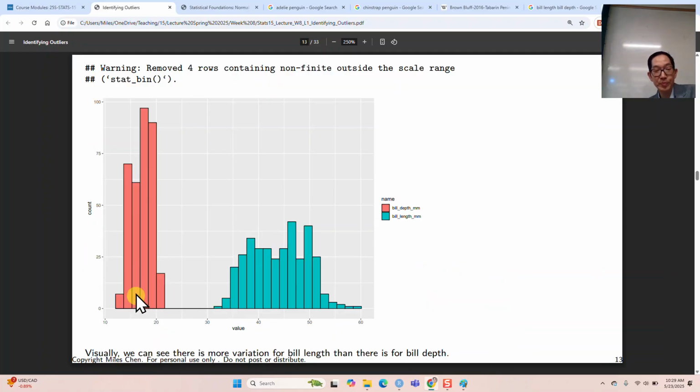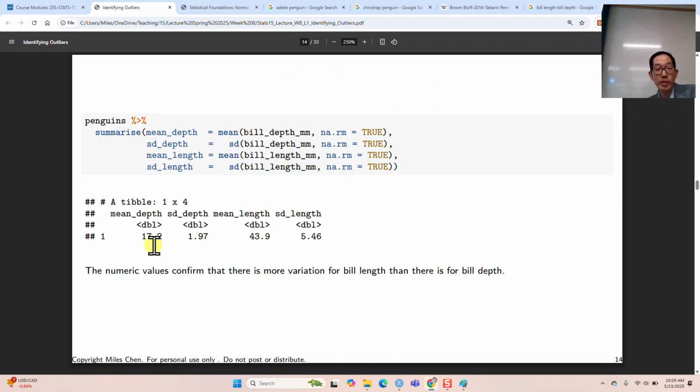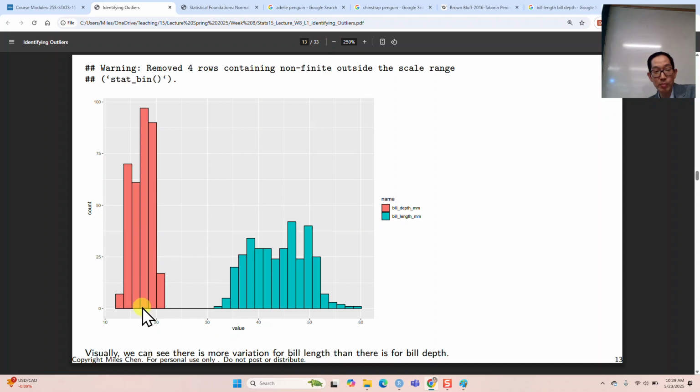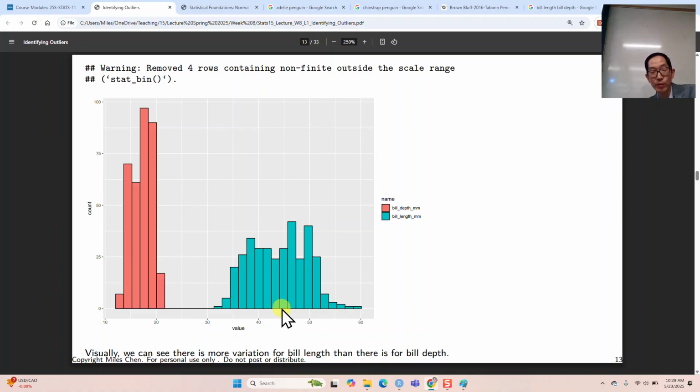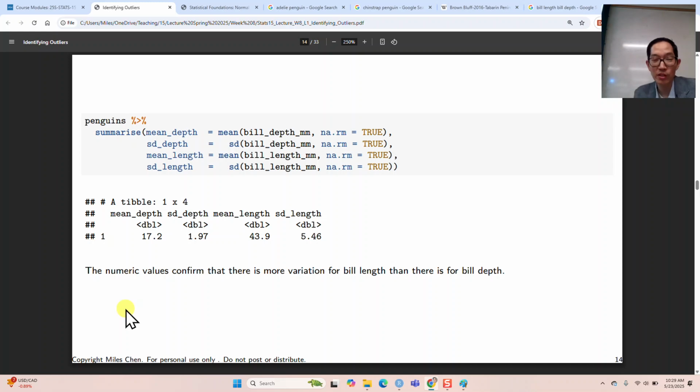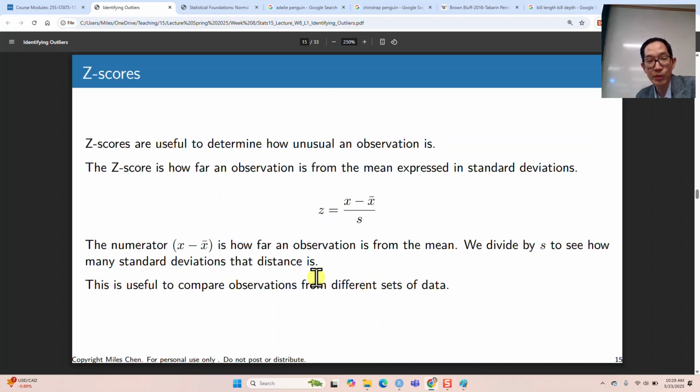And this is what we have here. We have different bill depths, and we can ask, what is the mean bill depth? The mean bill depth is about 17, and the standard deviation is around 2. As far as bill length goes, the mean is around 43, 44, and the standard deviation is 5.46. That aligns with what we see visually: the values in the histogram are literally more spread out for bill length, and less spread out for bill depth. So this matches that we have more variation in bill length. The values are 43.9 and the standard deviation 5.46.